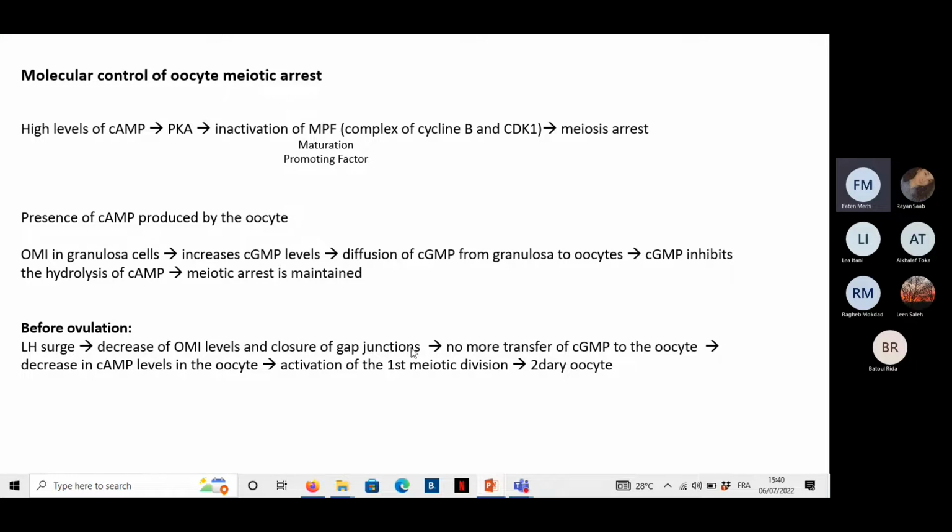And this closure of the gap junctions will not allow anymore the transfer of cyclic GMP from the granulosa cells to the oocyte, and this will lead to the decrease in cyclic AMP levels in the oocyte. And then when we have a decrease in cyclic AMP, the MPF is activated, and the first meiotic division can be achieved to give a secondary oocyte.